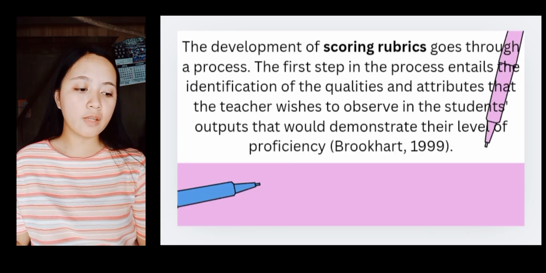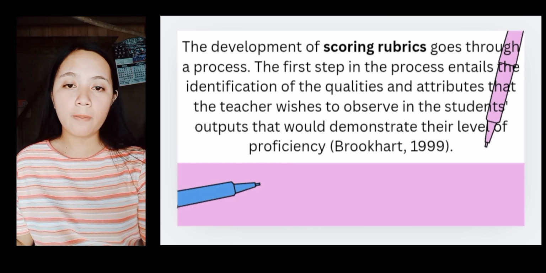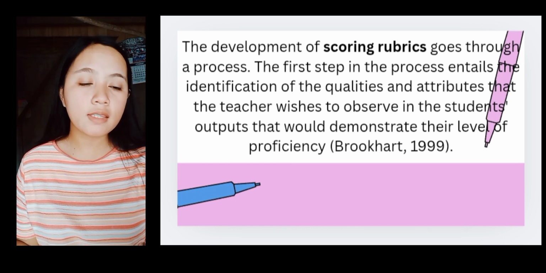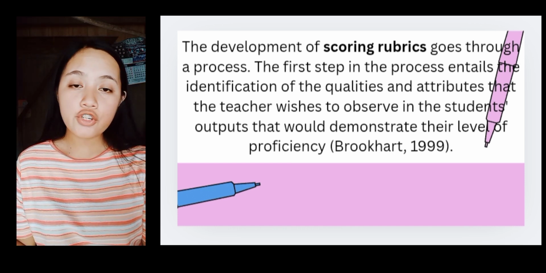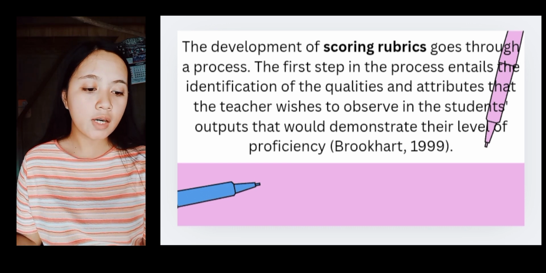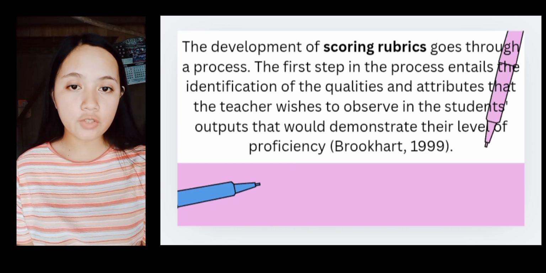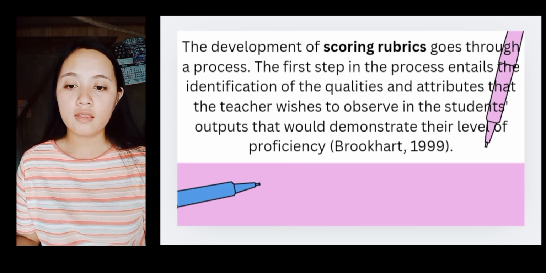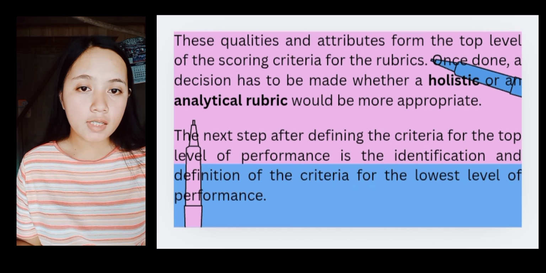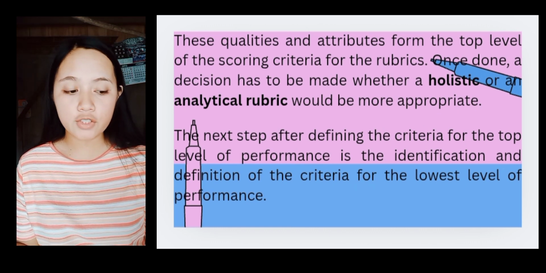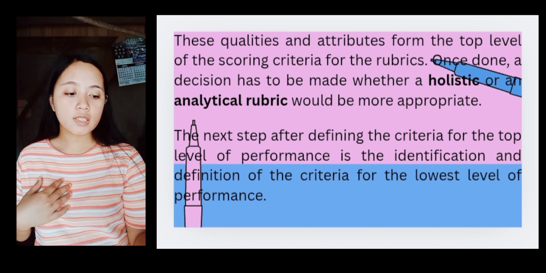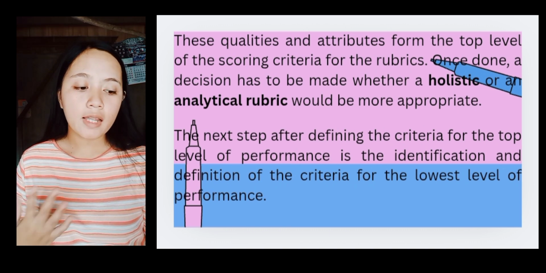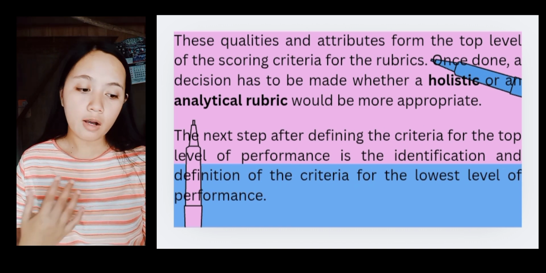The development of scoring rubrics goes through a process. The first step entails the identification of the qualities and attributes that the teacher wishes to observe in the students' outputs that would demonstrate their level of proficiency, according to Brookhart 1999. These qualities and attributes form the top level of the scoring criteria for the rubrics. Once done, a decision has to be made whether a holistic or an analytic rubric would be more appropriate.